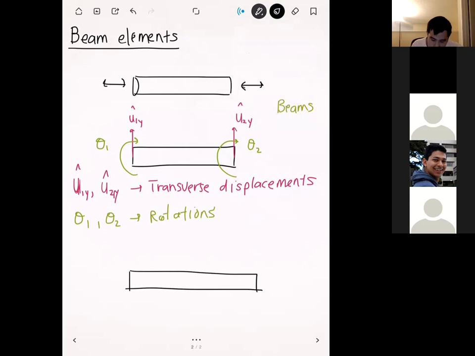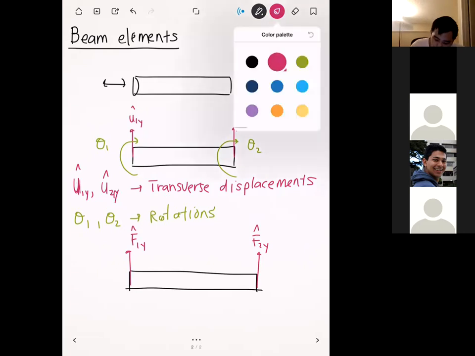What I've shown you up in the middle here in the red and the green are the deformations. But remember, in finite elements, we always have to have a relationship between deformations and the corresponding forces. The corresponding forces are going to go in the same direction, so we're going to have F1y, F2y. These F1y and F2y are transverse forces that you can think of as being applied at the ends of the beam, which are going to cause transverse displacements.